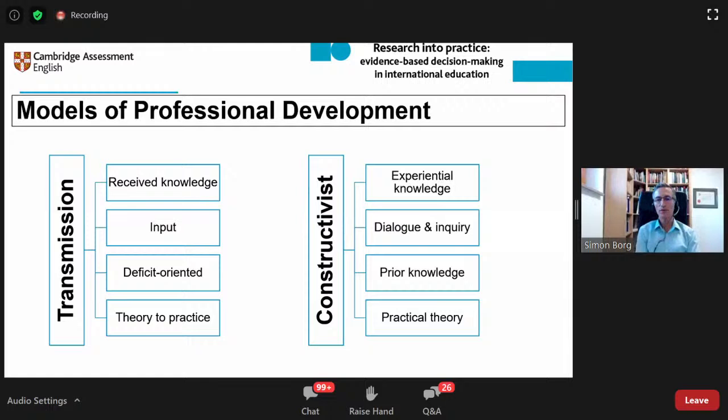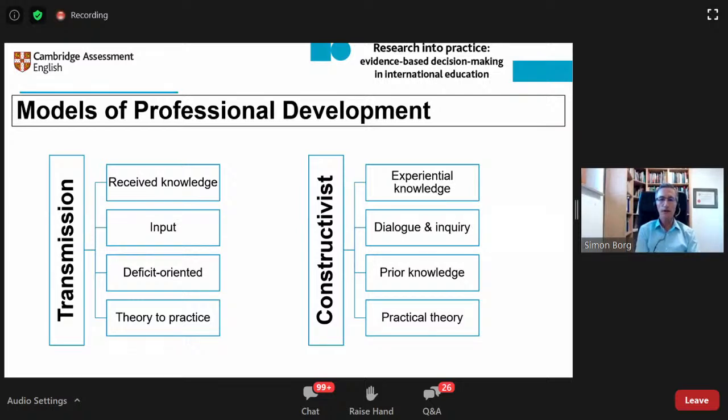And finally, in terms of theory, there's a great emphasis on practical theory. So rather than a theory to practice model, there's a more dynamic relationship between the two. So we hear about theorizing practice, for example. We hear about evaluating theory in the light of practice. So these are two contrasting models. Of course, for the purposes of this analysis, I'm presenting them in a rather black and white manner. In practice, professional development programs do very often combine elements of both.